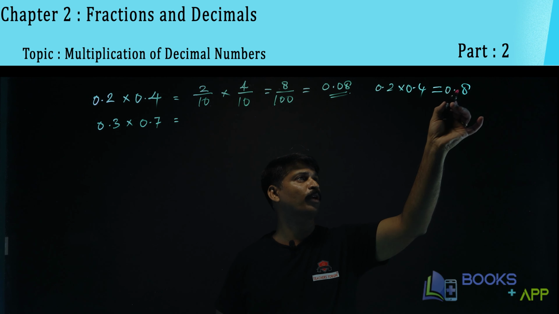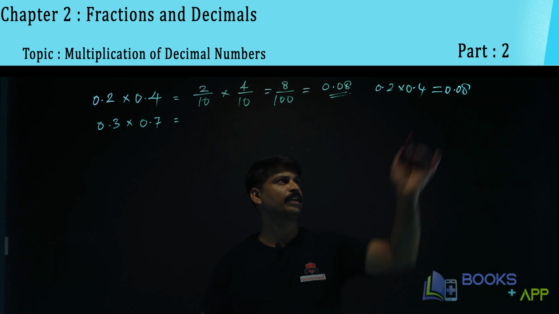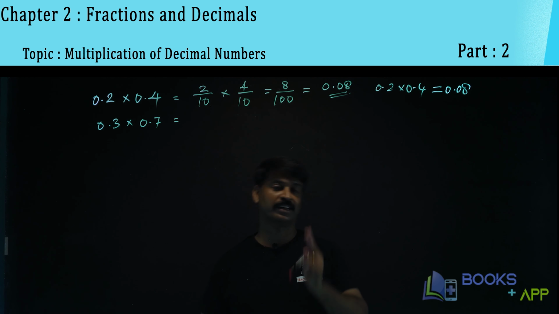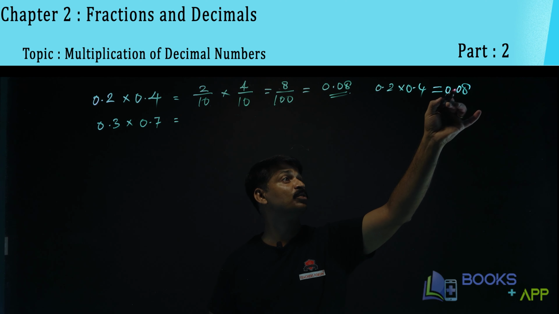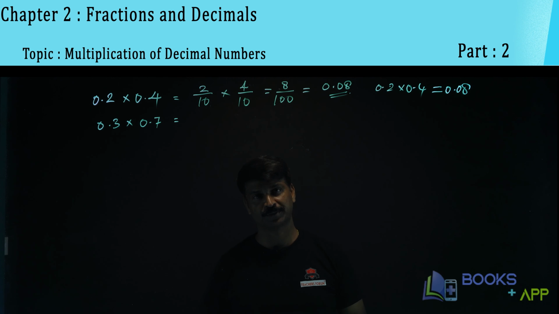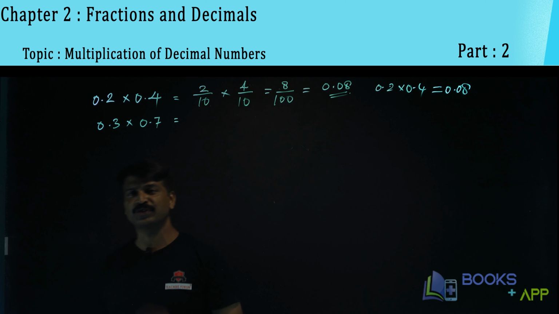So it becomes 0.08. You see, after the decimal point, how many places are there? 2 places. Here we have 1 plus 1, 2. The answer also has 2 places after the decimal. Is it clear? Yes. Now can you tell me what this answer is?